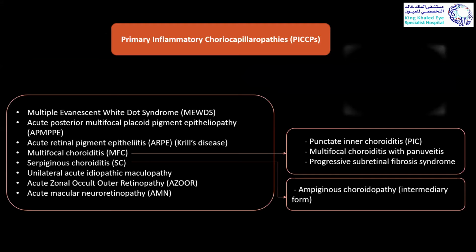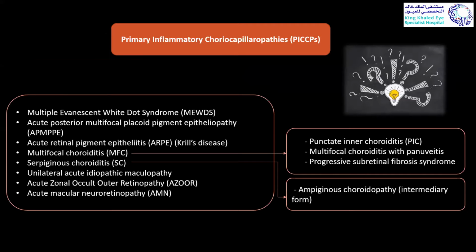So this group of diseases includes MEWDS, multiple evanescent white dot syndrome, APMPPE, acute retinal pigment epitheliopathy or Krill's disease, multifocal choroiditis, serpiginous choroiditis, unilateral acute idiopathic maculopathy, acute zonal occult outer retinopathy, and acute macular neuroretinopathy.